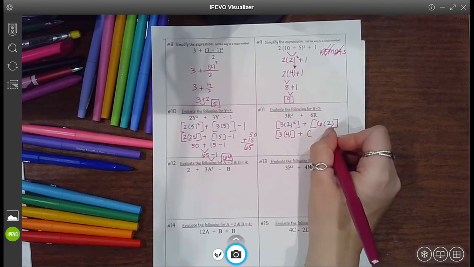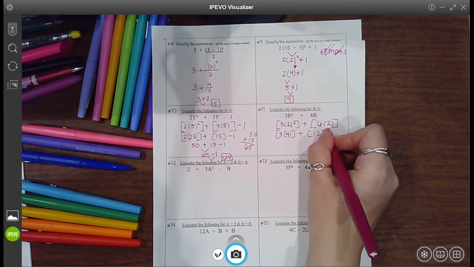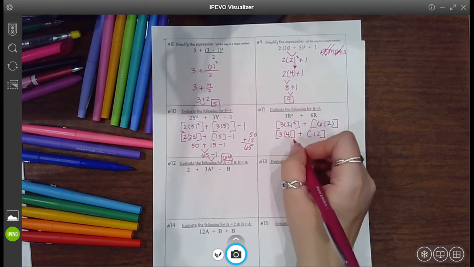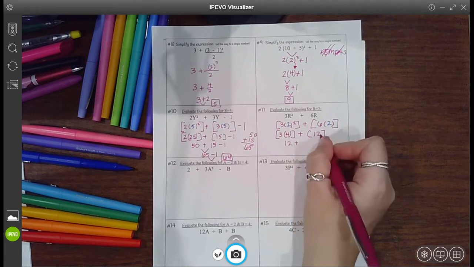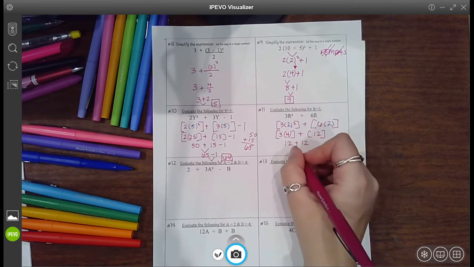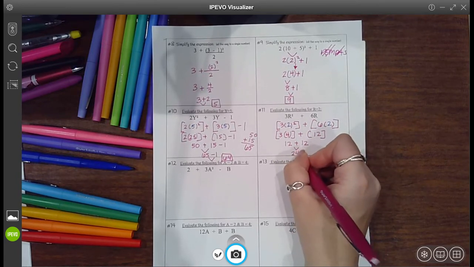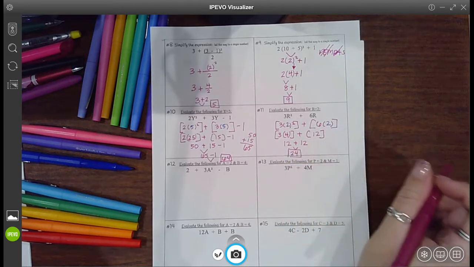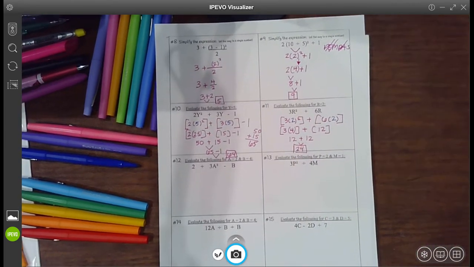Okay, and then in here, you have 6 times 2, which is 12. So 3 times 4 is 12, and that's now a 12. So you have 12 plus 12, which is 24. Great job if you got that one.